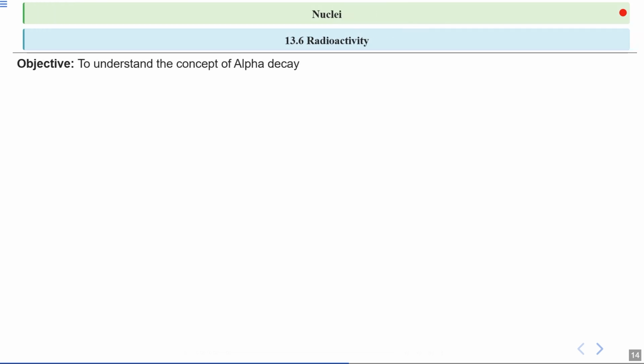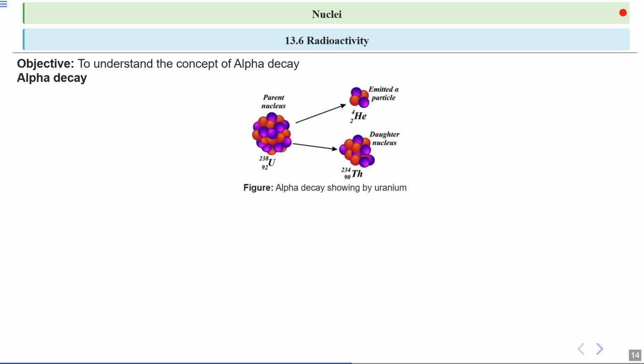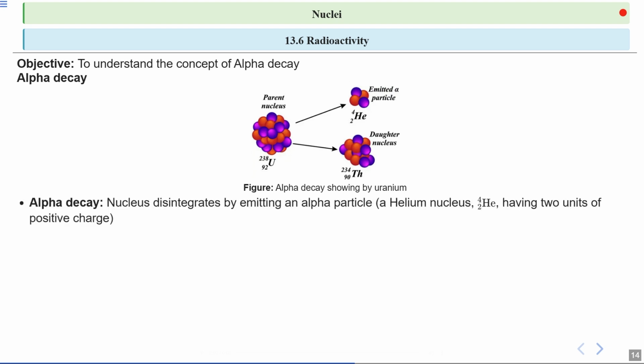Now we will understand the concept of alpha decay in detail. Alpha decay is a type of nuclear reaction, and by the end of this lesson, you will know what it is, how it works, and why it's important in physics. Here you can see an illustration of alpha decay, specifically as it occurs in uranium. Notice how the uranium nucleus emits a small particle. This process is a key example of how unstable nuclei can change into more stable forms by releasing particles.